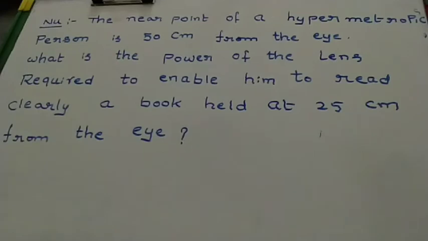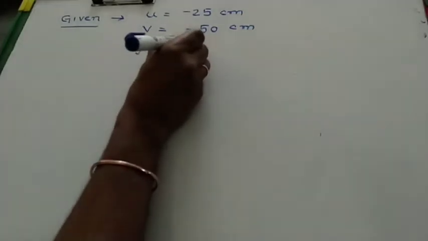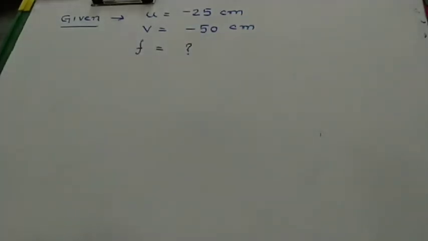Now go for the given physical quantities and start the process. First, given: u is equal to minus 25 centimeters, v is equal to minus 50 centimeters, f is equal to what? These are given by the examiner.